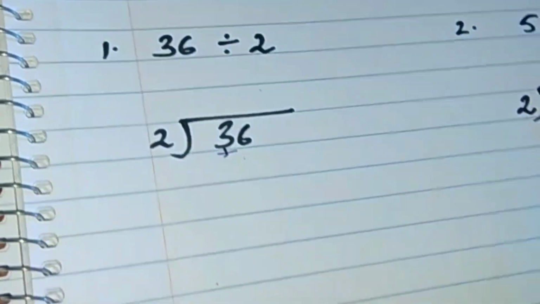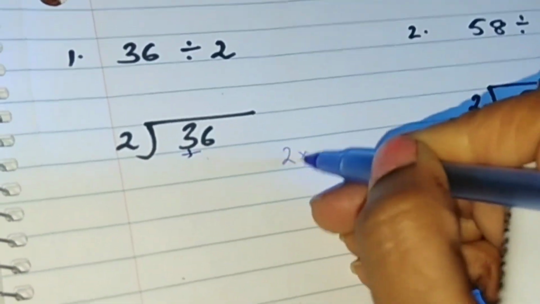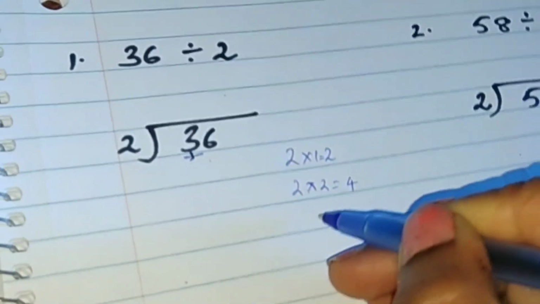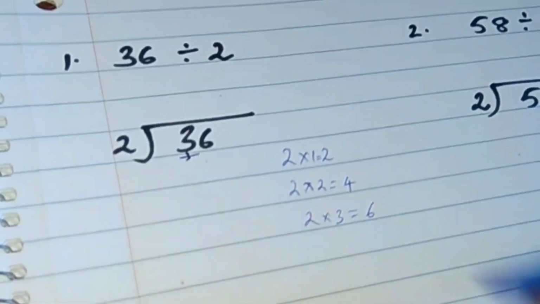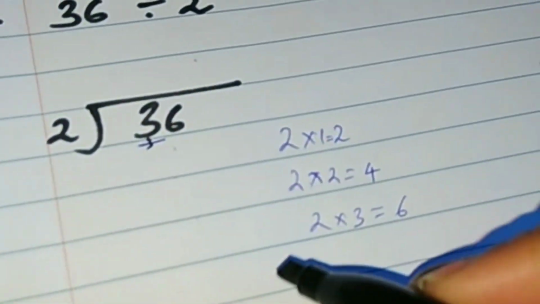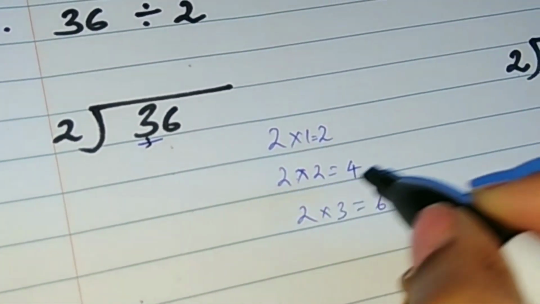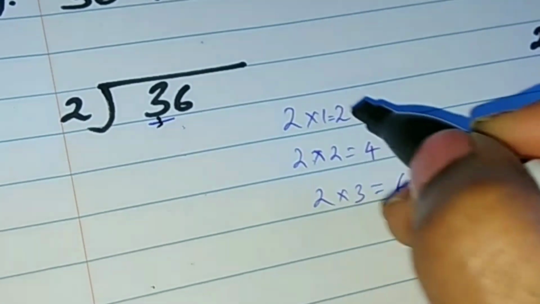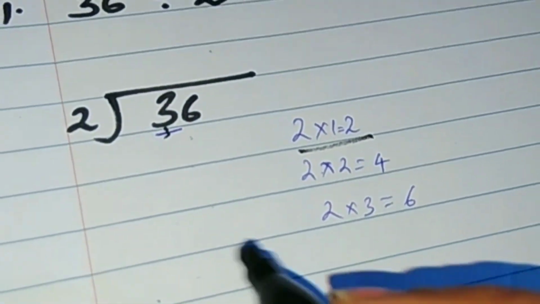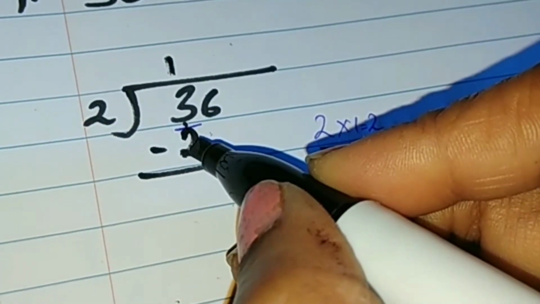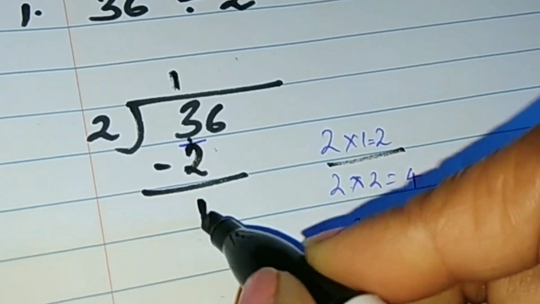Here we know the table of 2, that is 2 ones are 2, 2 twos are 4 and 2 threes are 6 and so on. But here we can see that 3 is somewhere between 2 and 4. So instead of considering 2 twos are 4, because 4 is larger than 3 and we cannot subtract 4 from 3, we have to consider 2 multiplied by 1, that is 2. So 2 times 1 is 2. Like our process, we have to subtract 2 from 3, and the remainder will be 1 here.